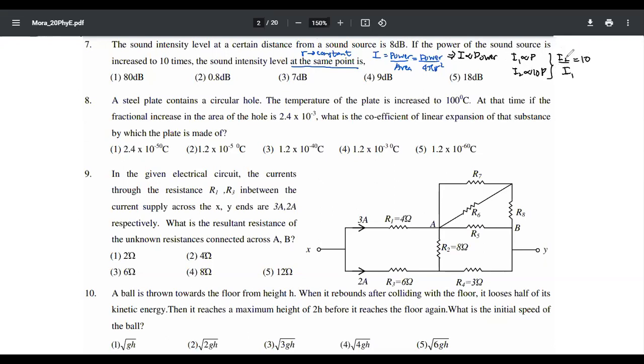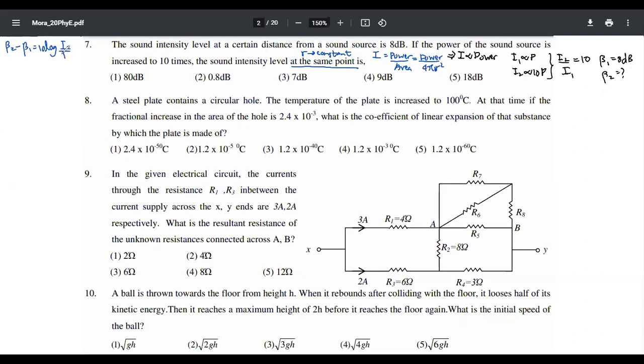Therefore, this. And they have given us beta 1 only. Beta 1 is 8 decibel. Beta 2 is what we are supposed to find out. So you have all the information here. What should you do? You have to apply this equation. Beta 2 minus beta 1 equal to 10 log I2 over I1. You have to remember this equation.